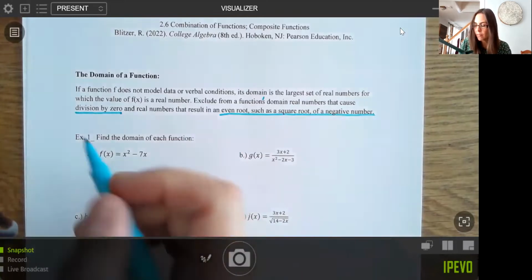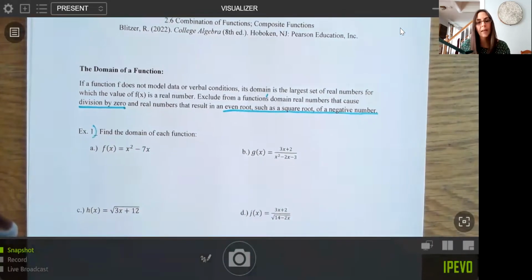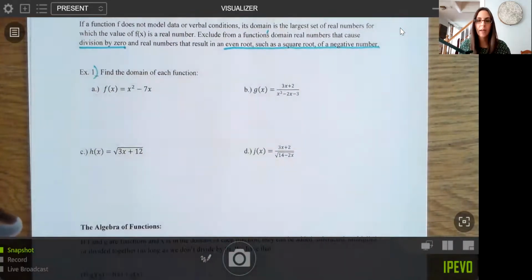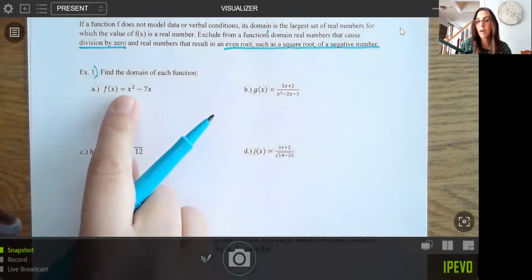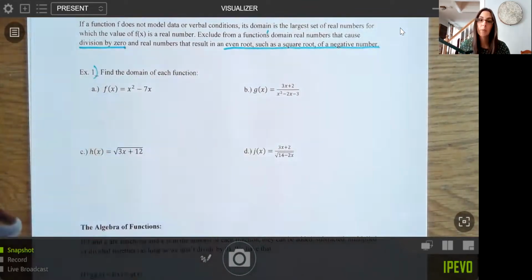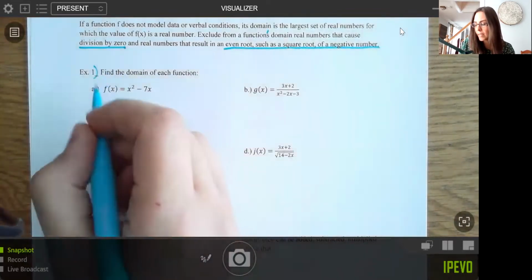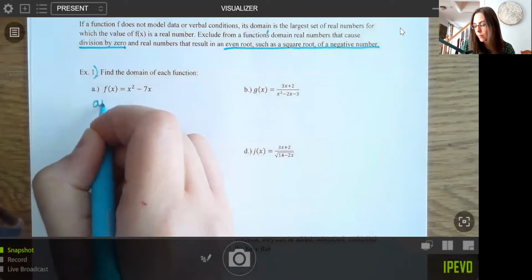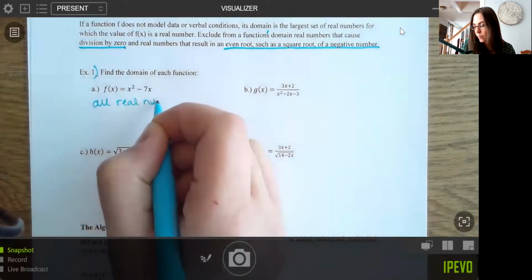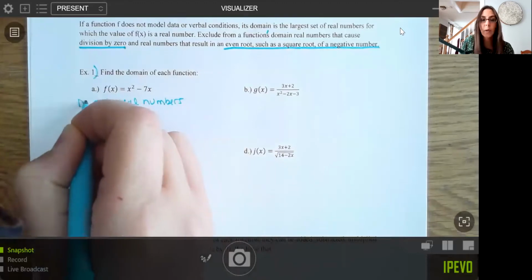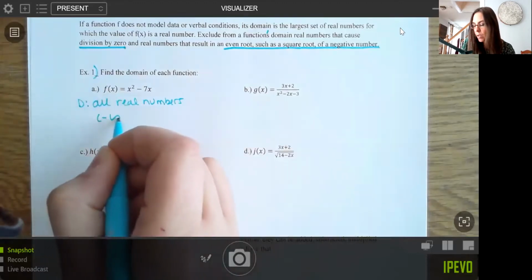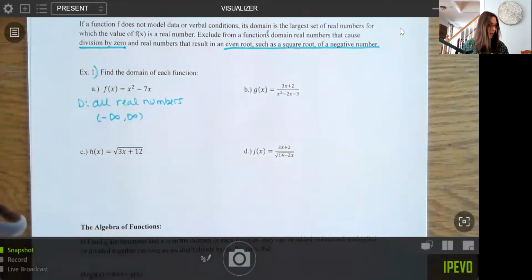So in our first example, we're going to find the domain of each of these functions. And if you look at the first one, you'll notice that there's nothing really going on there. I see x squared minus 7x. I don't see any roots. I don't see any denominator. This is actually just a quadratic function, so it's going to be some sort of U-shaped graph. And there's no issues going on. I can plug in any x value I want, and I can get an answer back out. So something like this has a domain of all real numbers. And in interval notation, we write that as negative infinity to infinity. So we're just saying that everything is included here.